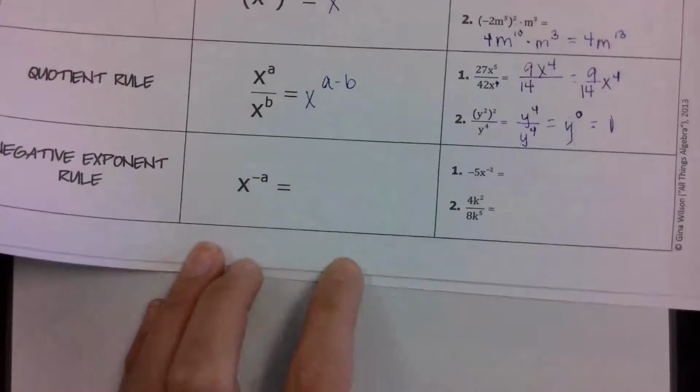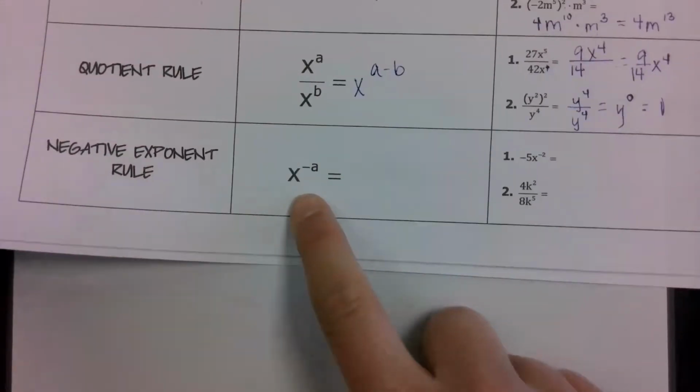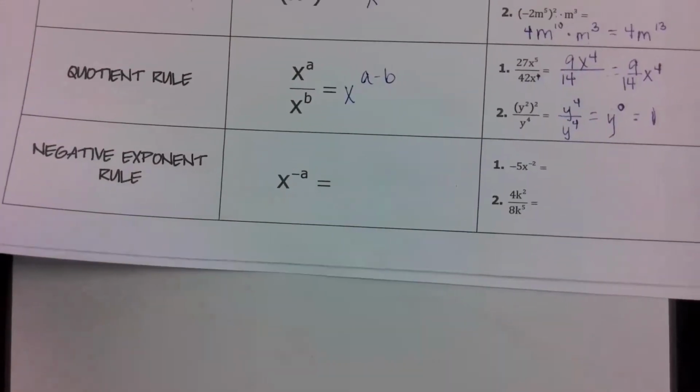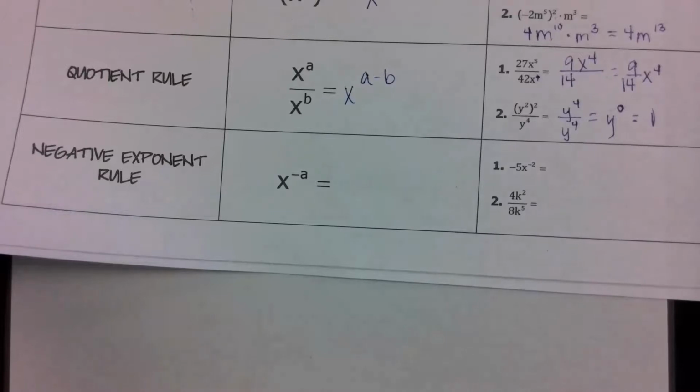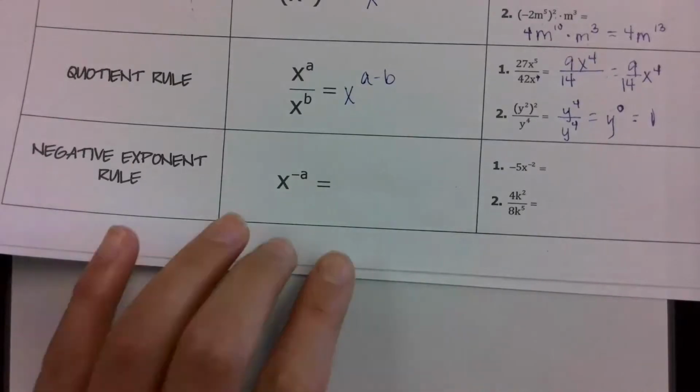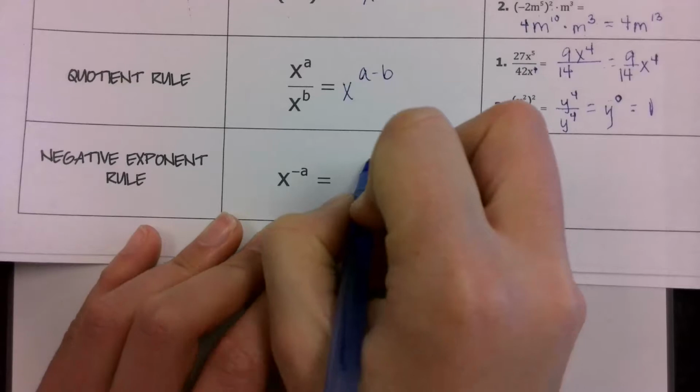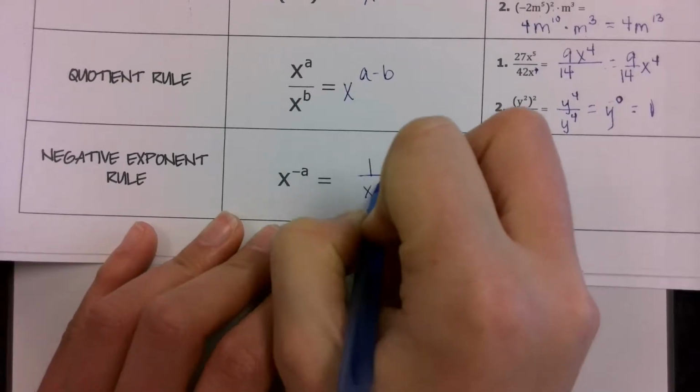We are almost done here. So your negative exponent rules. If you've got a negative exponent, how did we handle that? We just move it to the bottom. Once you move it, it's not negative anymore. So we're going to have 1 over x to the positive a. Is that okay?